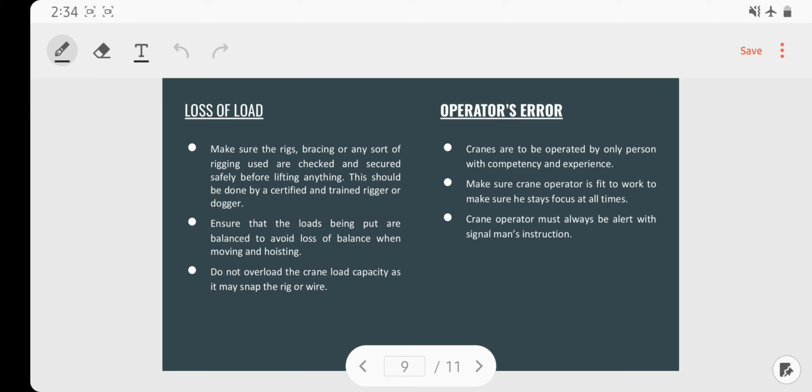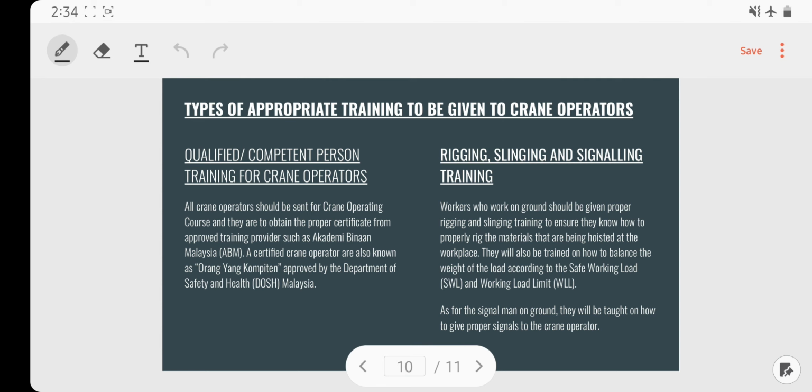Okay, and then we have to make sure the crane operator is fit to work, to make sure he stays focused at all times. The crane operator must be healthy and fit to work, because he will be getting signals from the signalman or anyone on the ground. So if he can't stay alert with the instructions given by workers on the ground, this may lead to accidents.